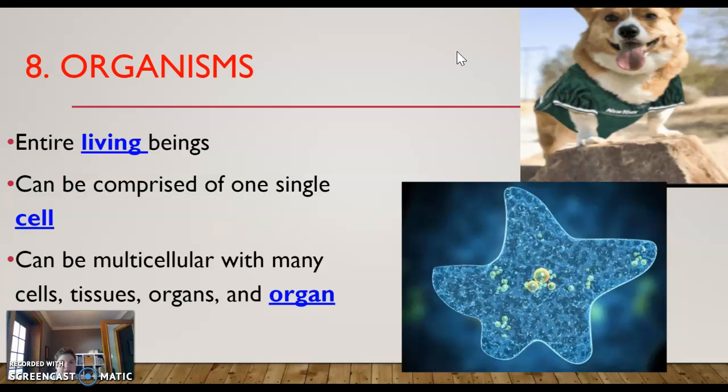Once we have organ systems, we then have organisms. Organisms are made up of organ systems, they're made up of tissue, and they can be comprised of a single cell or multiple cells. So you have single cell organisms and multicellular organisms.